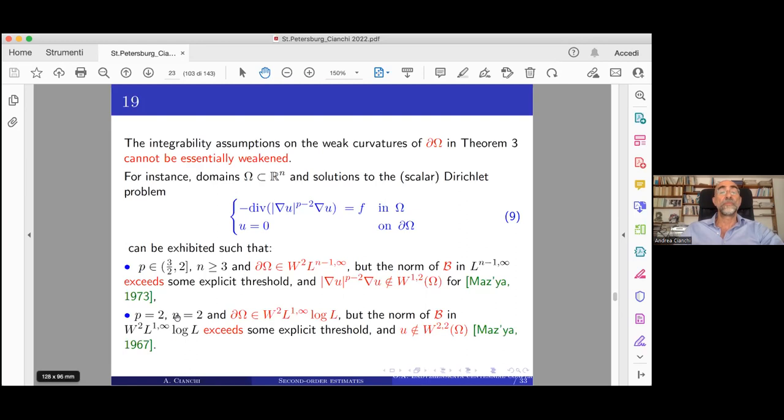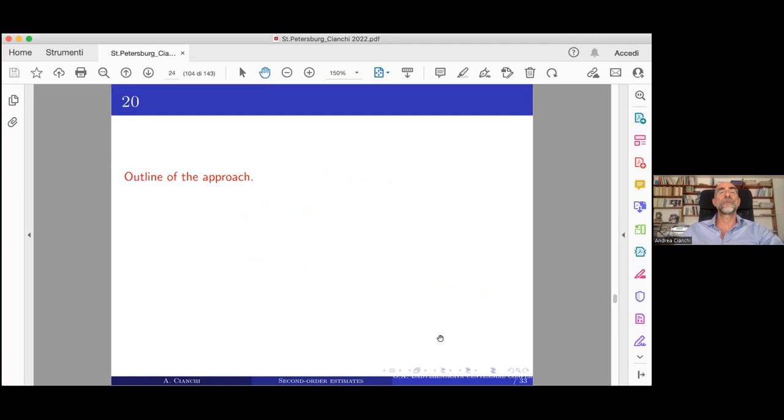And for the two-dimensional case, even in the linear case, there are counterexamples. So we have a boundary for which the curvatures are in this weak L log L space. But again, the norm is not small enough, and the solution is not W2,2. So the classical second order integrability fails, because of lack of regularity of the boundary.